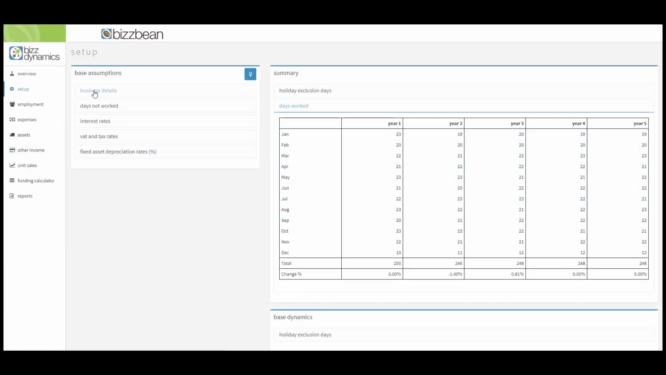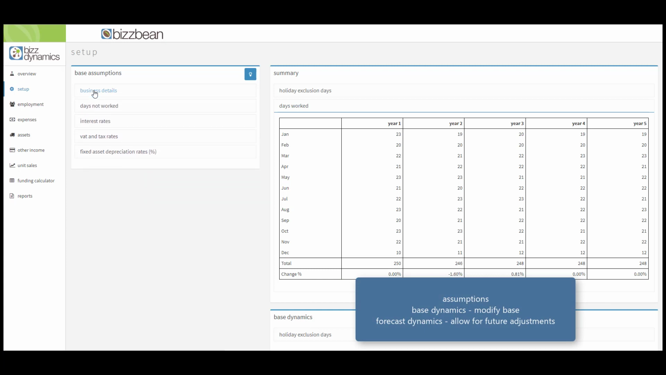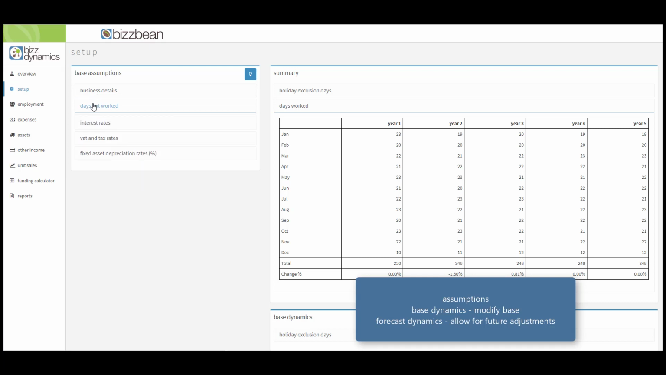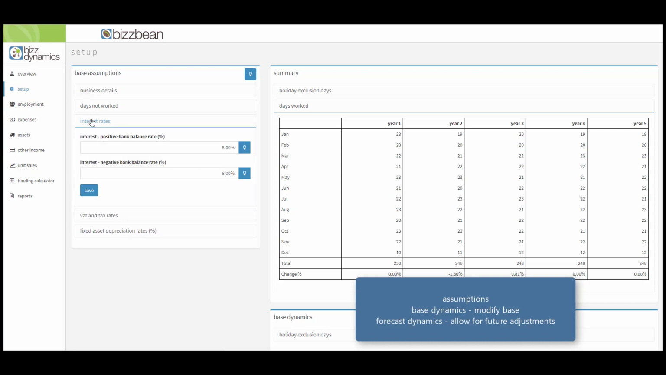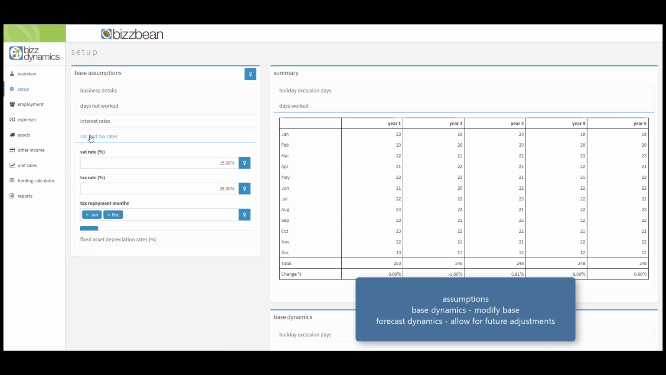The setup step requires information on the business, including its name, start date, and details of the working days to calculate the number of trading days in each month of the forecast period. It also requires the base details on interest, VAT, tax, and the depreciation rates.